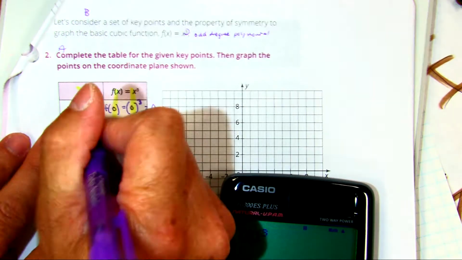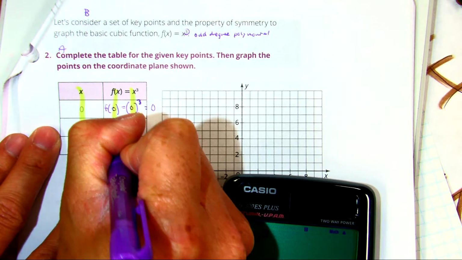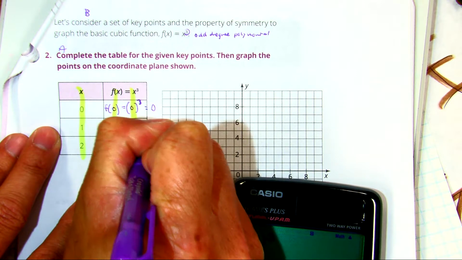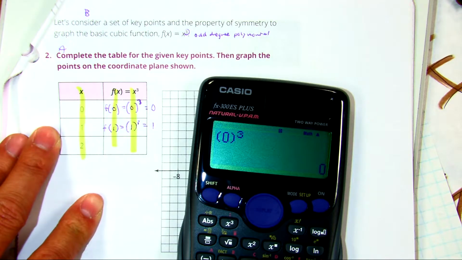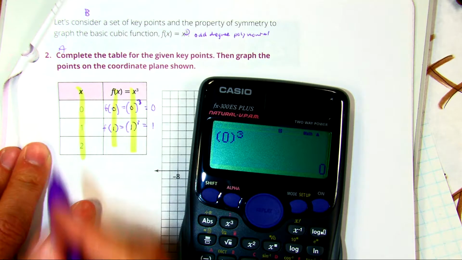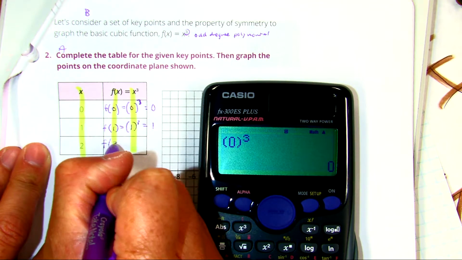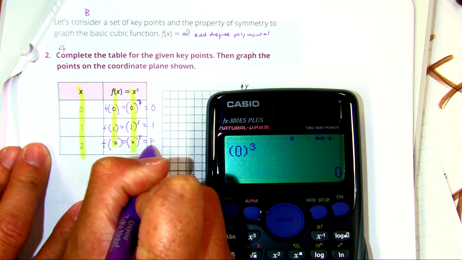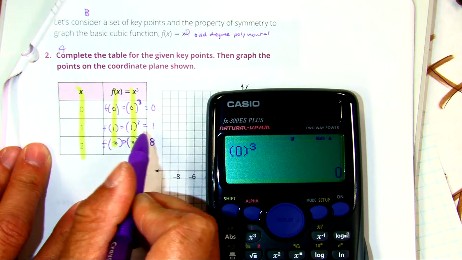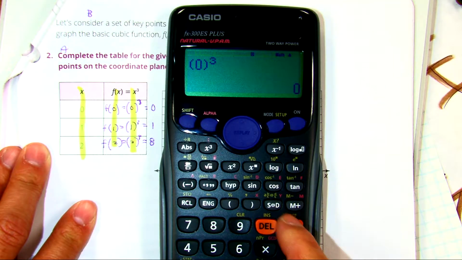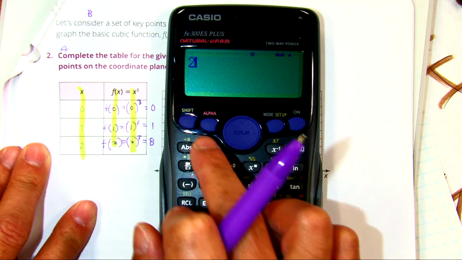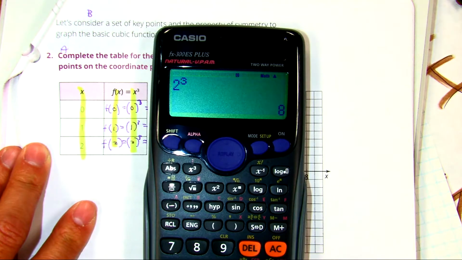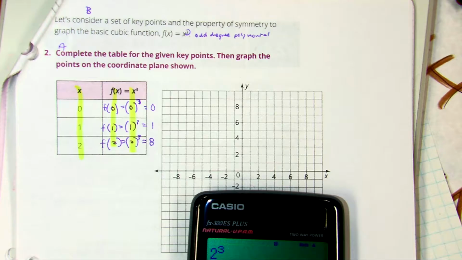Alicia, if I put in 1, what do you get? And Alicia, if you put in 2, what do you get? Oh, Alicia's not tricked. 2 to the third power is not 2 times 3, 6. It is 2 times 2 times 2, which gives you 8. Okay, let's graph it. I want you to use the words left, right, up, down, stay.